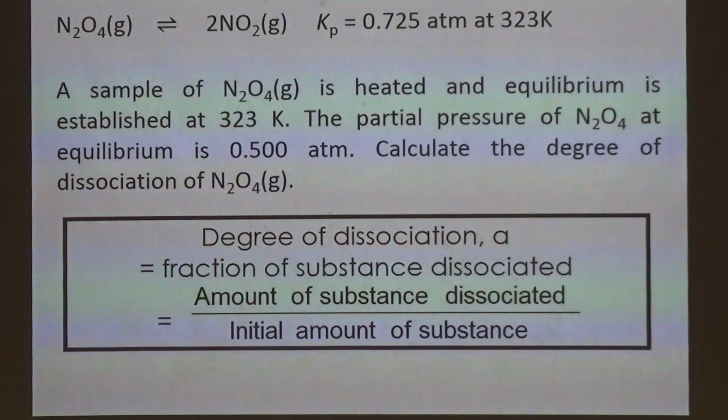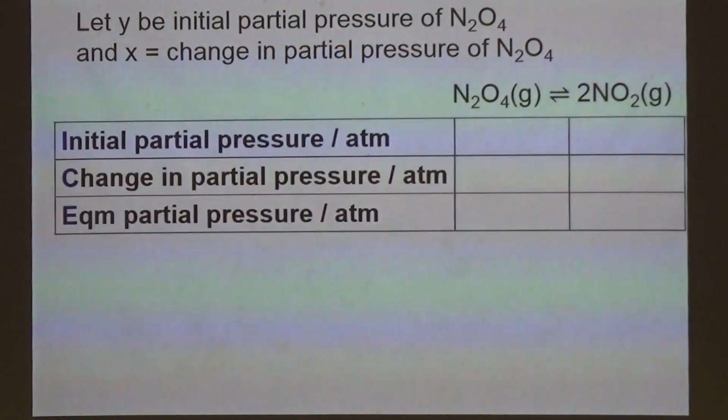Now we'll go through the answer together, for this 4.8 example. I want to highlight that the first statement that was given to you is meant to help you. What is happening is I say let Y be the initial partial pressure of N2O4, and I let X be equal to the change in partial pressure of N2O4.